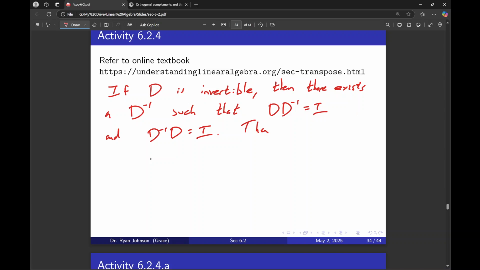And how are they related? 5 plus 4 equals 9. Right? The dimensions of W and W perp add up to 9. So W is 5-dimensional, and W perp is 4-dimensional.